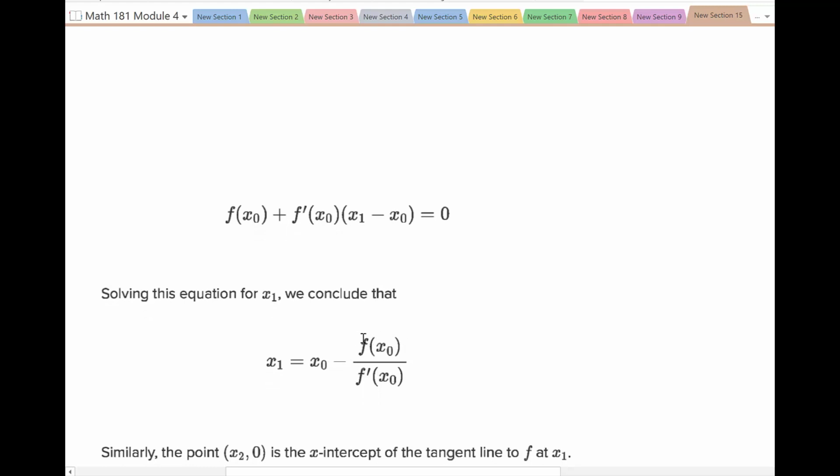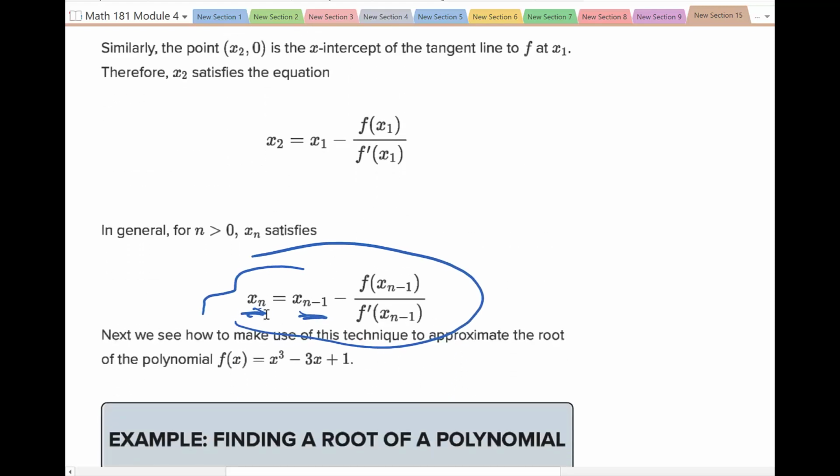So you take the original function, apply this value, and then do the derivative with that same value. In a general form, it's x sub n equals x sub n minus 1 minus f of x sub n minus 1 over f prime of x sub n minus 1. I really recommend putting this in a calculator. I use my TI-84 calculator, and I put it in the y equals part, and I use the table to type in the values to get the next one.